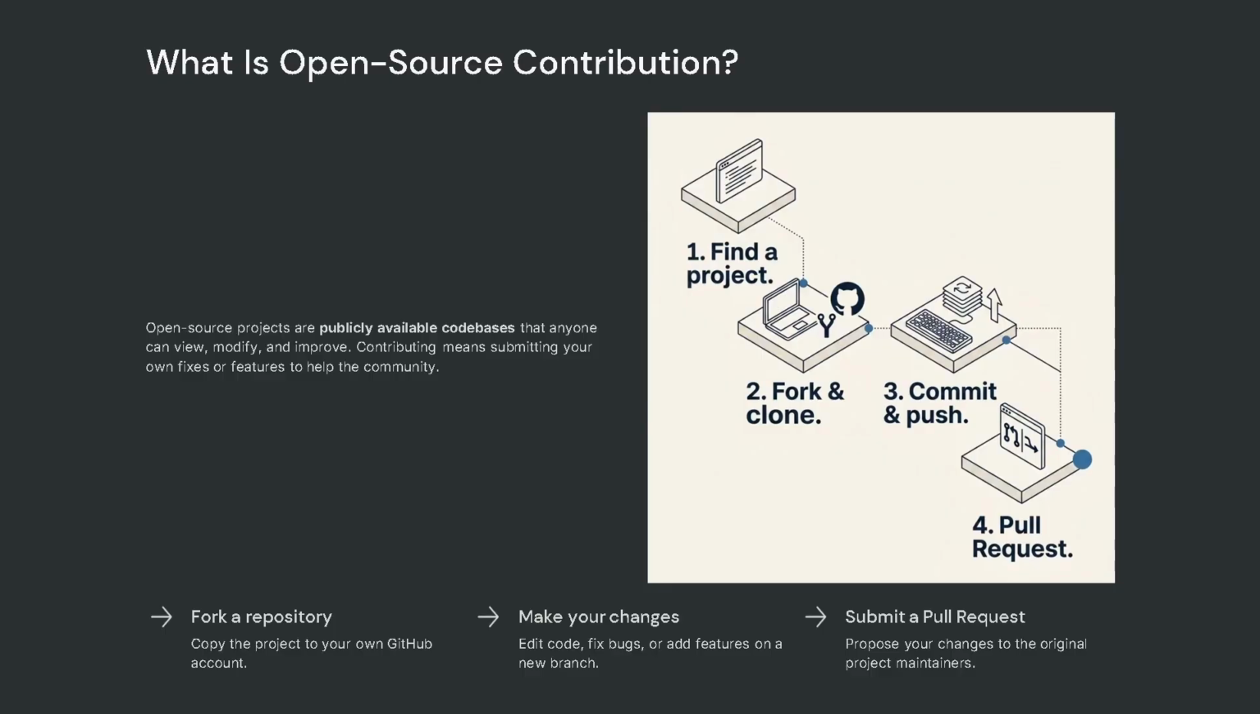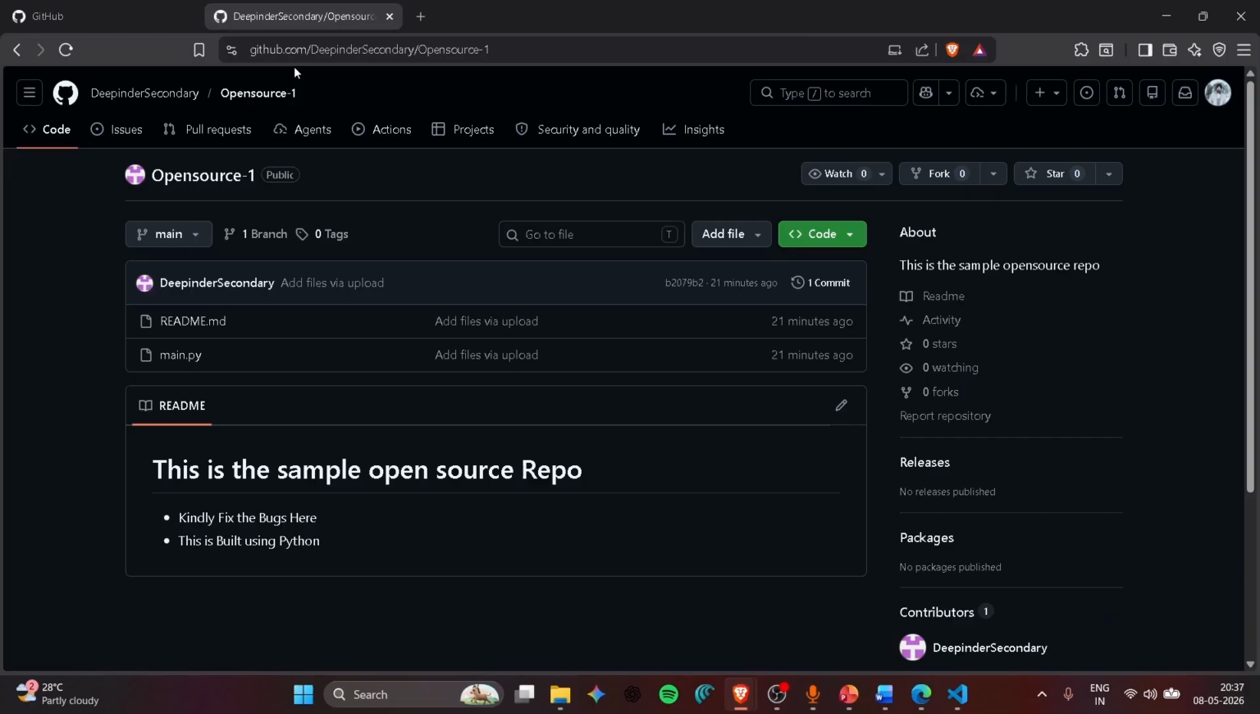How to do the open source contribution? You have to fork a repository, make changes in that, submit your pull request, and later the organization approves your pull request, and your name will be recorded as an open source contributor on that project. So I'm going to show you a sample repository where we're going to do open source contribution. So I am on an open source repository.